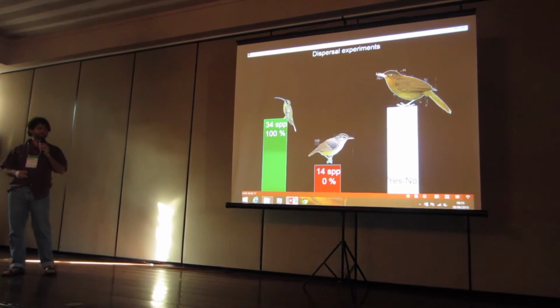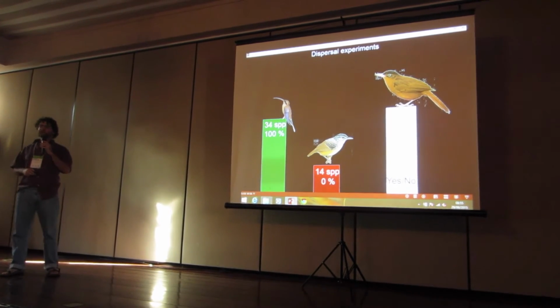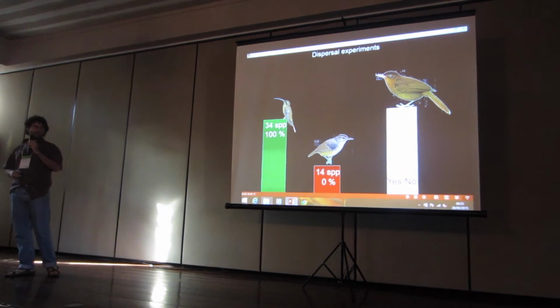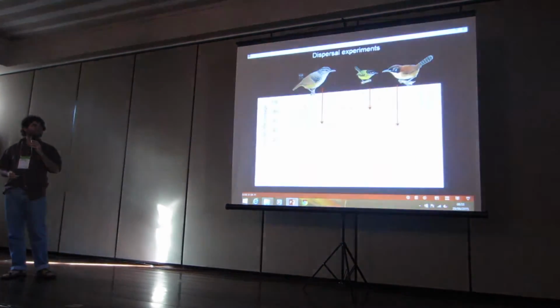So we have some species that are very good dispersers, they never fail. We have some species that are very bad dispersers and always fail. And we have some species that have mixed results.